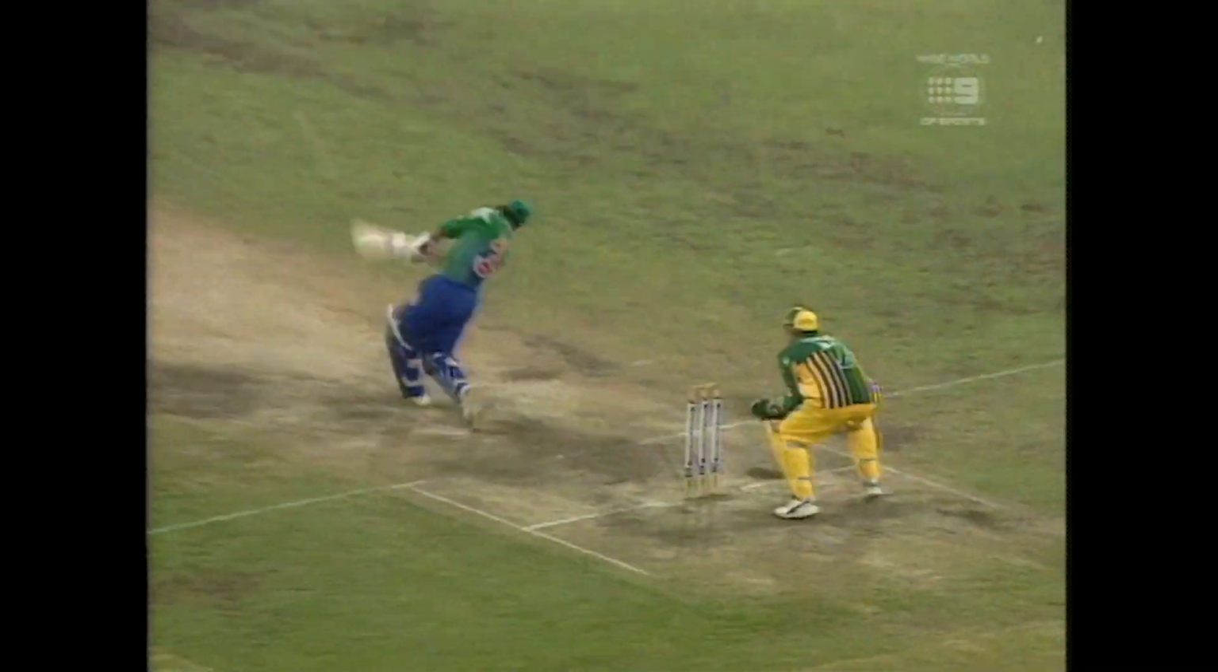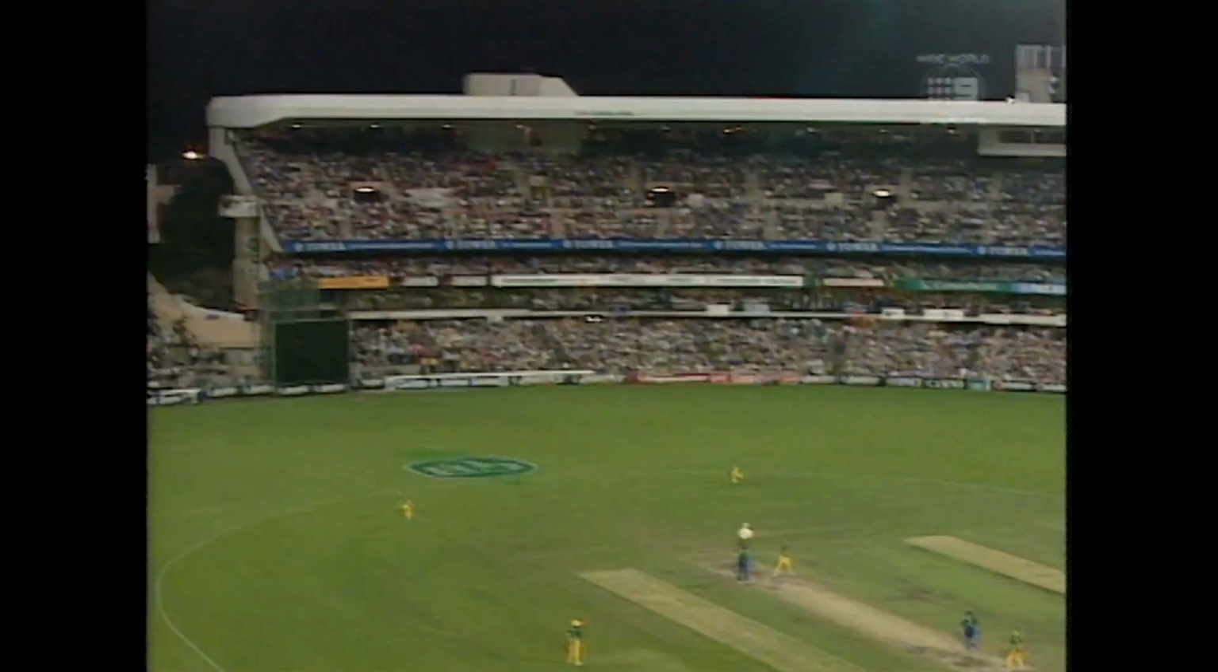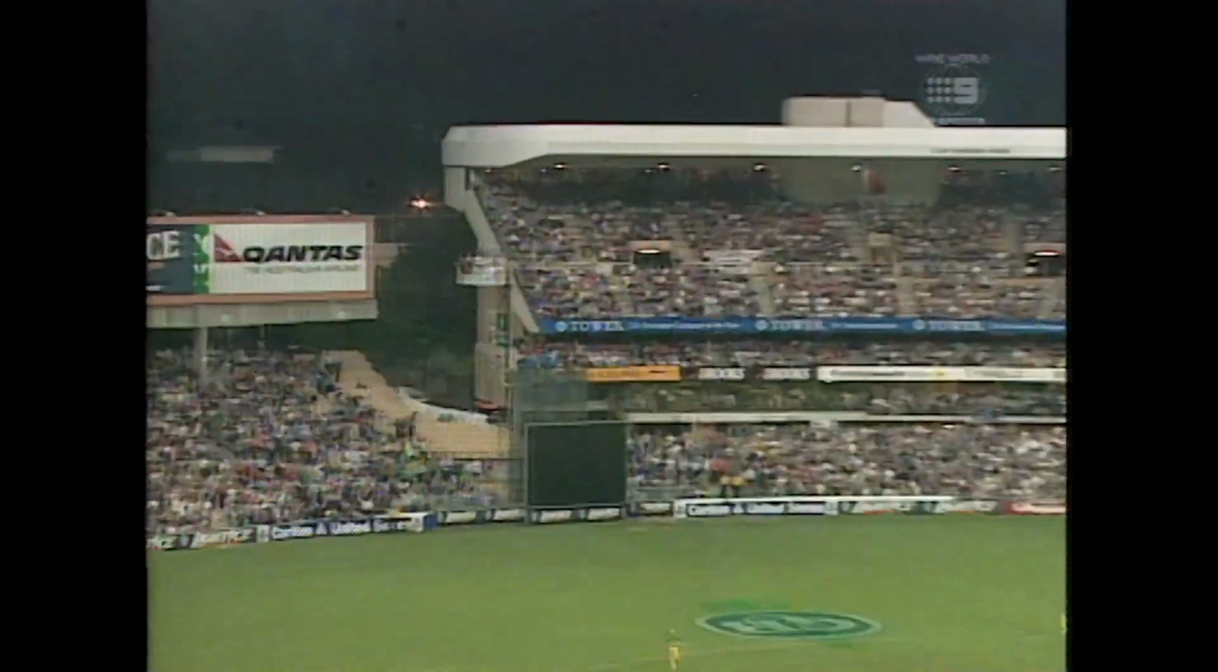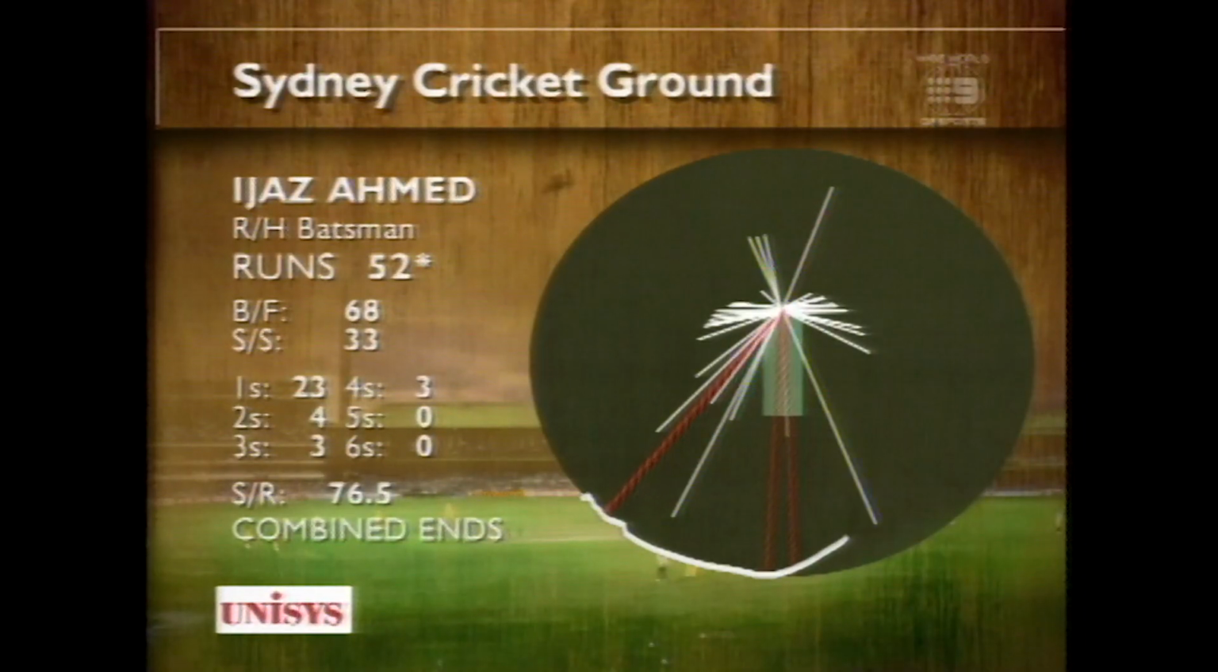That was a good shot. Got to the pitch of it and hit straight again. Very important if you're going to be hitting against the spinners to hit straight. Not quite carrying over the boundary. One bounce, and that brings up his 50, Ijaz. A well-played half-century for Pakistan.